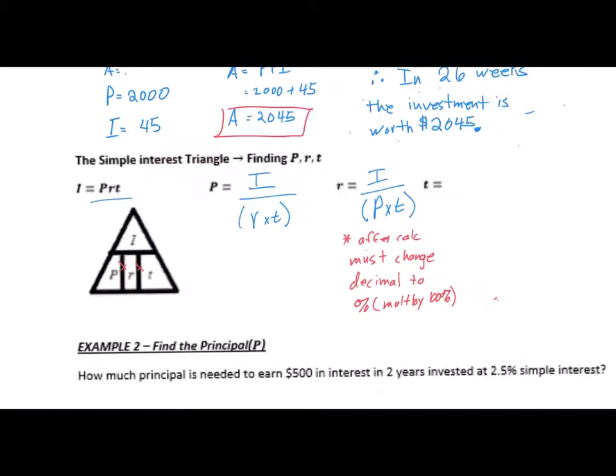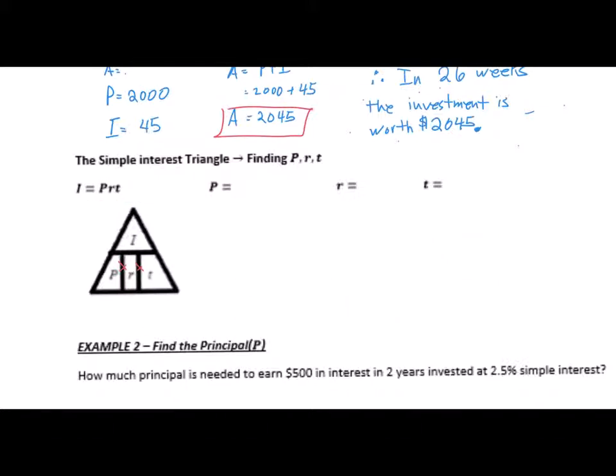So now let's go and calculate T. Let's say I want to calculate T. Cover up the T in my triangle. So now that means I have I over P times R. I divided by, in brackets, P times R. And that is your time in weeks.